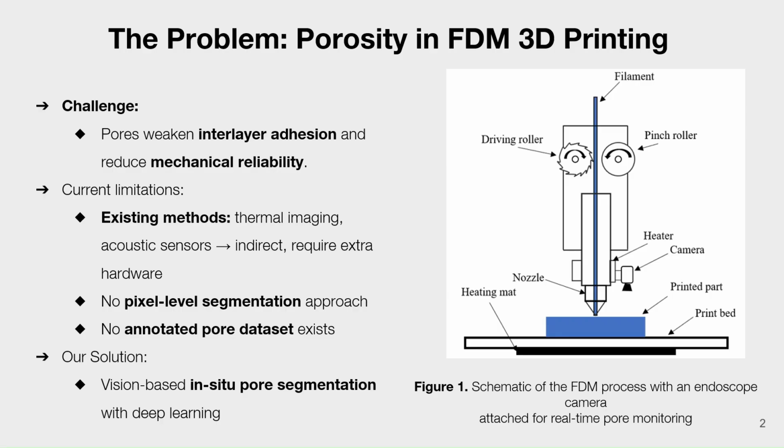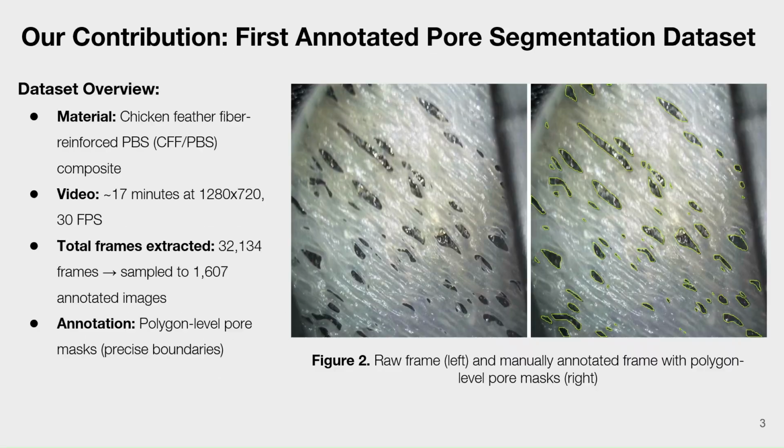So what we did is pretty straightforward. We mounted an endoscope camera right next to the print head, as you can see in figure 1, and it captures the printing process in real time. Then we use deep learning to automatically find and segment those pores.